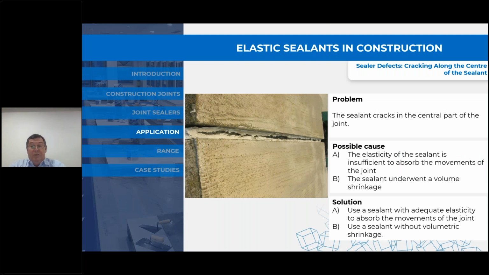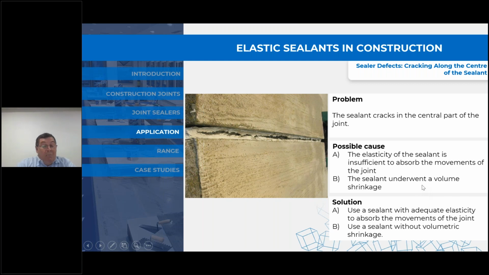Another one that you see quite often is cracking along the center of the sealant. And this is not an uncommon thing. This looks like it also has a few other problems, but the sealant cracks in the center part of the joint. The possible reason for this is the elasticity of the sealant isn't sufficient to absorb the movement of the joint. But in that case, the adhesion to the substrate on either side is sufficient or is better than the actual cohesive strength of the material. So it tears within itself instead of pulling away from the substrate.